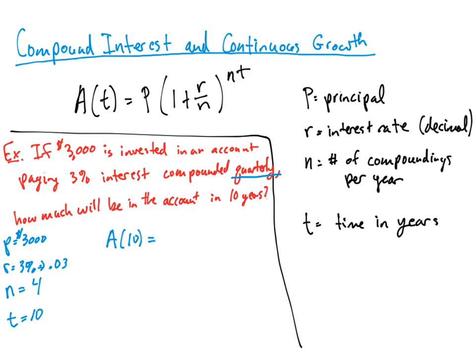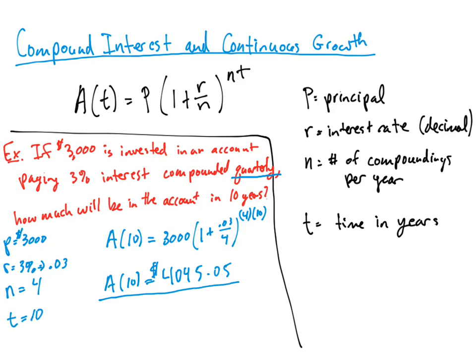A of 10, after 10 years, we're going to say $3,000 times 1 plus 0.03 divided by N, which is 4, raised to the 4 for N, 10 times T. So we just type this into the calculator and see what we end up with. And if you have a fancy calculator, type all this in at once, you end up with $4,045.05. Okay, so that's all well and good.